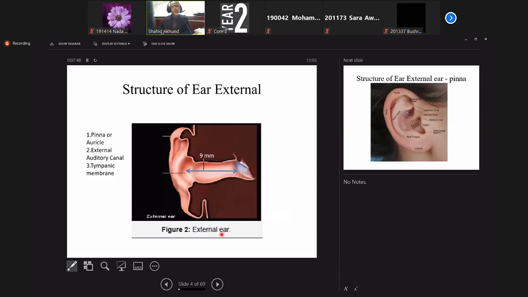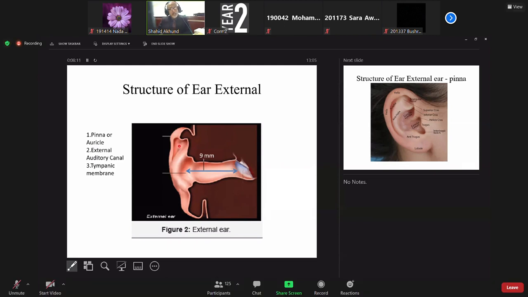Now let's look at this ear. What are we looking at? We are looking at the external ear. You see the pinna, or the auricle, which is this fold of skin supported by the underlying elastic cartilage, and it is covered by skin on both sides.